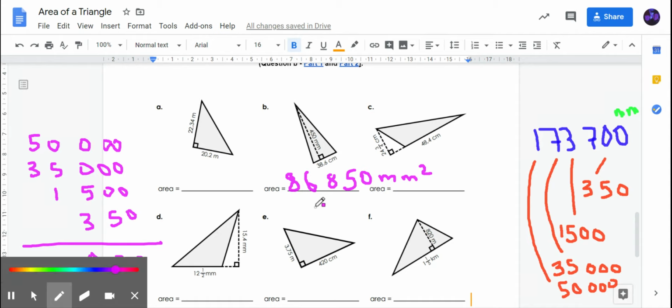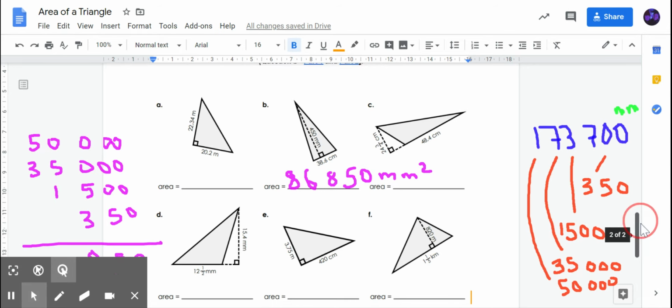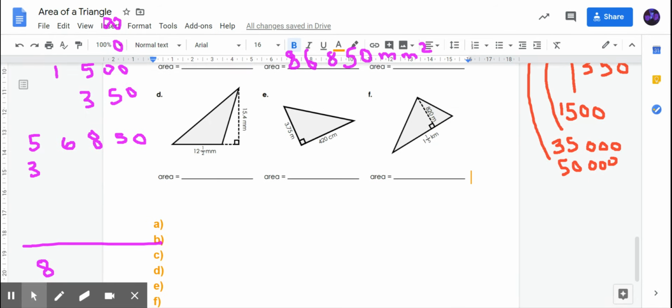So that's my answer here. I'm going to scroll down the page and type it down the bottom here for question B. My area is 86,850 millimeters squared. Really important again to write that it's millimeters squared. It tells the person what units of measurement that is. And it's millimeters squared because we've multiplied millimeters by millimeters.